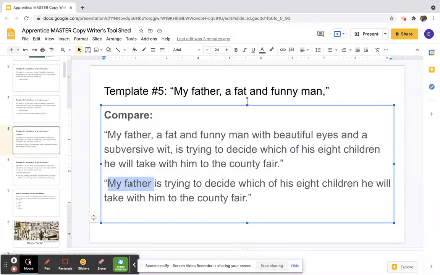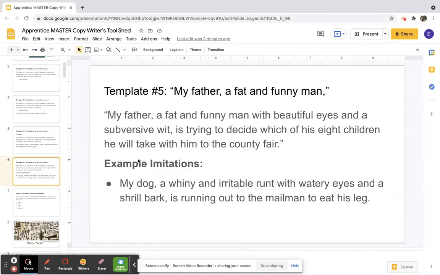Maybe I pictured the father as skinny. Maybe I pictured the father as kind of mean because he won't take all his children. He's only going to take some. And now he has to choose between them. But when we insert that parenthetical clause to describe the father, it gives the writer so much more control over how the reader can understand this character.